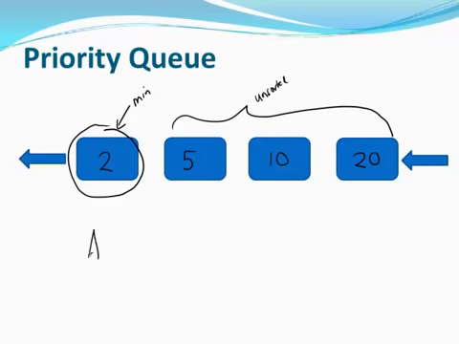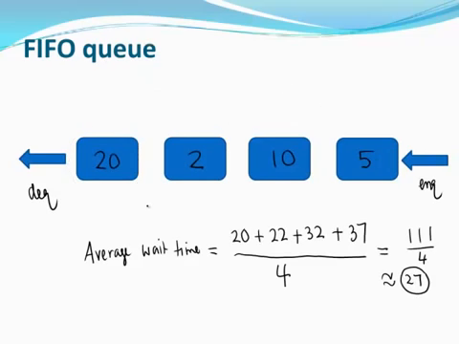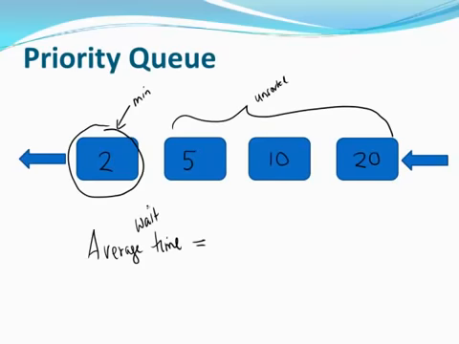So let's just compute the same. We have the same numbers now. We have the same customers, but the customers are served based on the amount of items they are carrying. So if you look at the previous one, we had the same customers 22, 10, 5, we still have 20, 2, 5, 10, 20.